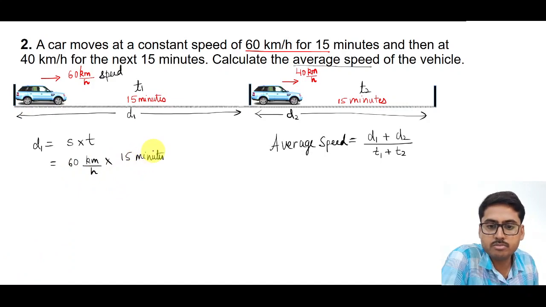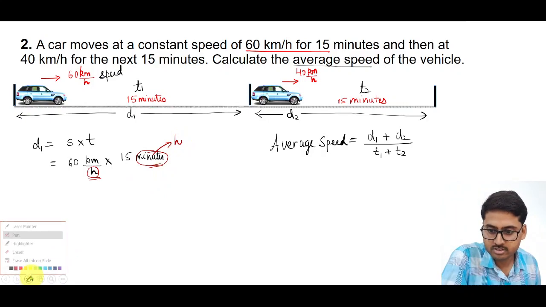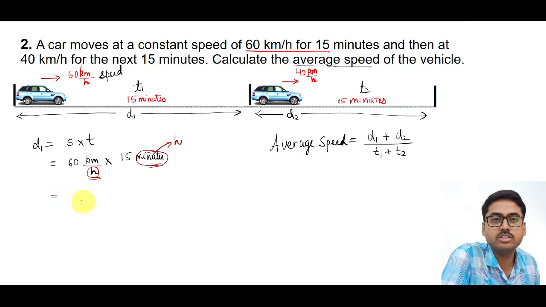Why? The problem is with the units again. You can see the speed is expressed in kilometer per hour. So hour represents the time and 15 minutes also represents time. So we need to convert this into hours before we multiply the two numbers. And this is again where children make mistakes. They do not convert the units properly.